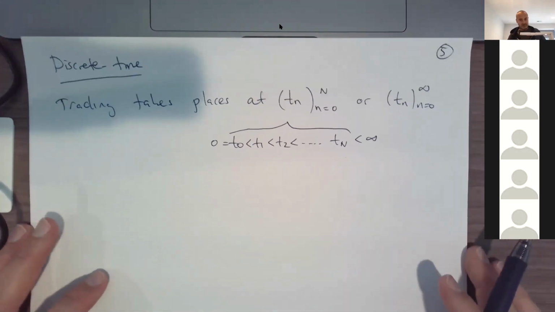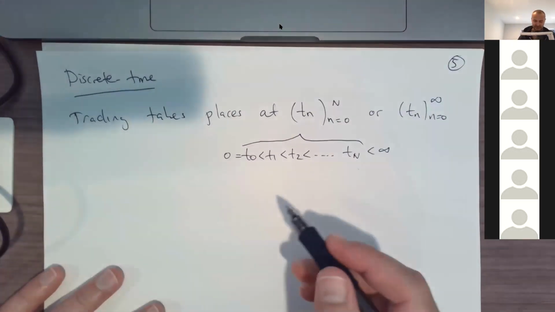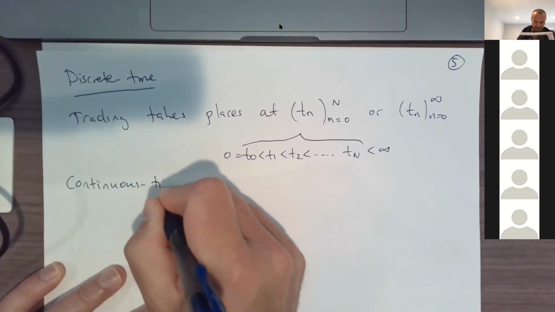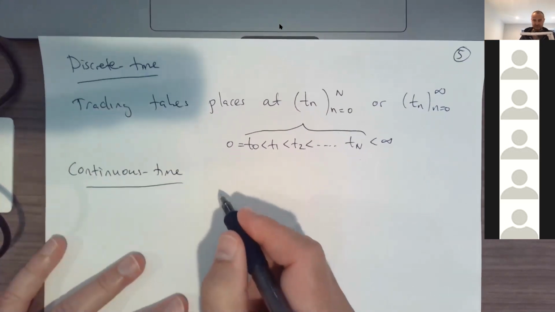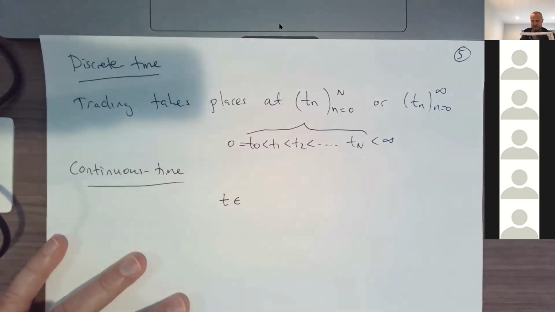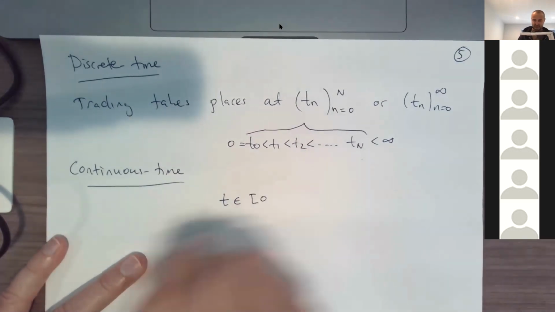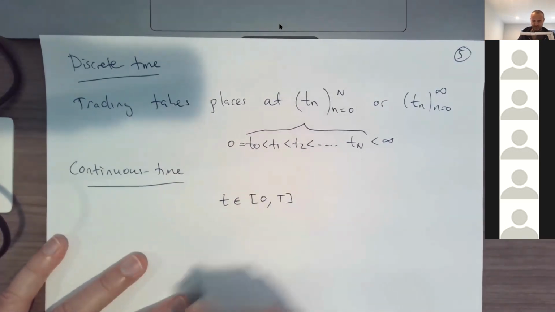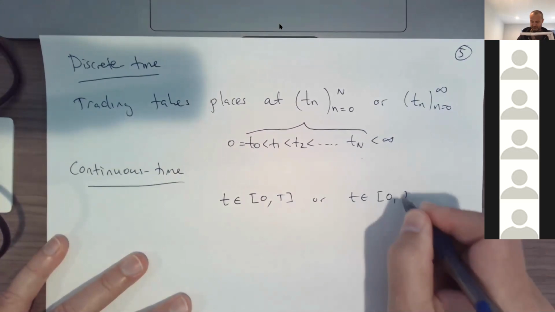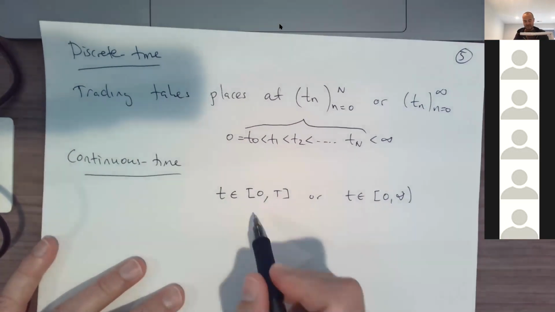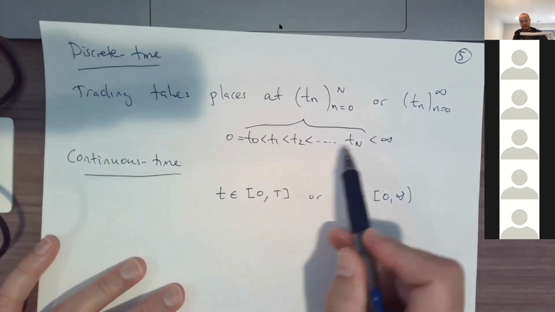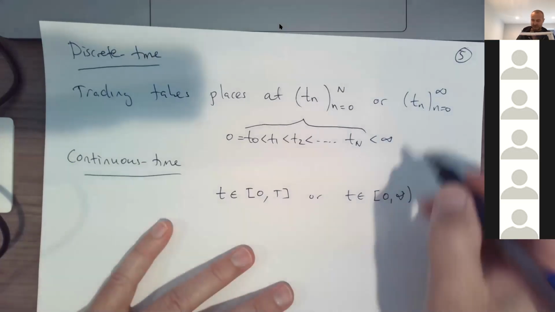And not that we're going to be using it in this course, but because it's coming in the next course, just contrast this with continuous time. Here you have trading at time t, and then you'll have a time interval, say up to t, or maybe you're running from 0 to infinity. So here there is a chunk of the real axis interval. Here you have discrete time points, maybe countable.